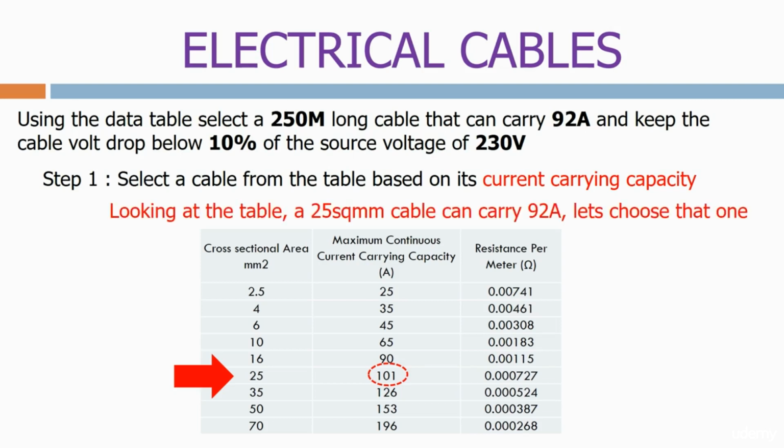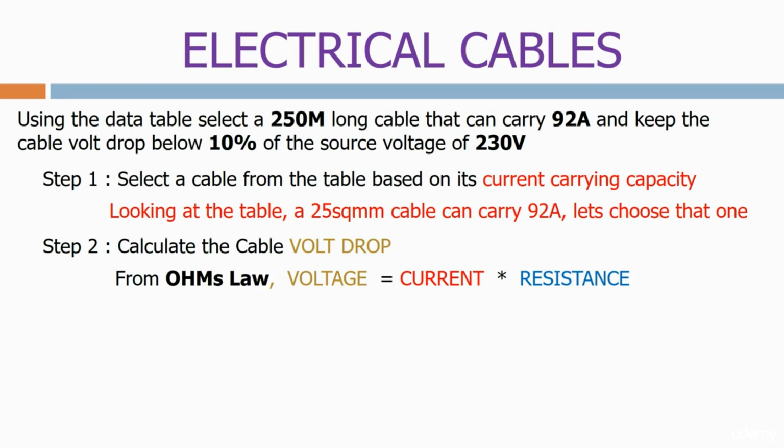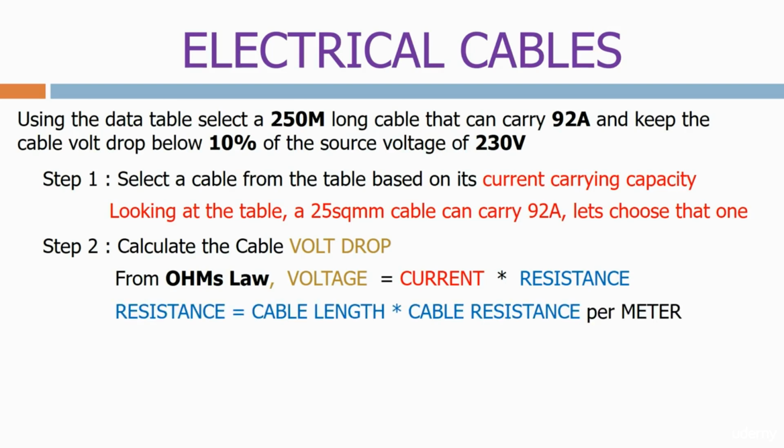Looking at the table, a 25 square millimeter cable can carry 92 amps. Let's choose that one. Step 2 is to calculate the cable volt drop. From Ohm's law, voltage equals current times resistance. Resistance equals cable length times the cable resistance per meter.